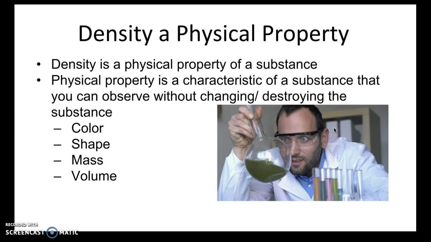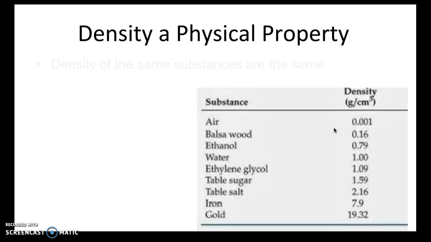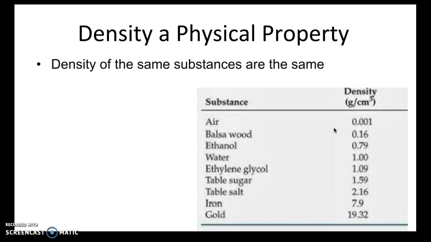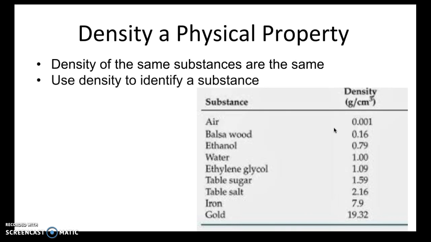All right, so why is it helpful that density is a physical property? That's because densities of the same substances are the same. What do I mean by that? You can utilize density to identify a substance based on that. So what do I mean? If, for example, you had an unknown liquid and you determined that the density of that unknown liquid was 1 gram per centimeter cubed, you could look up a density table like you see here and figure out what that liquid could possibly be.